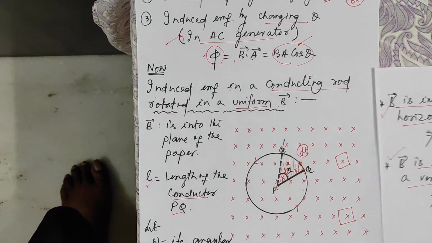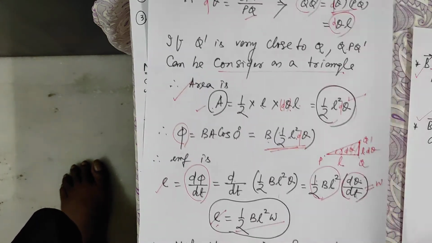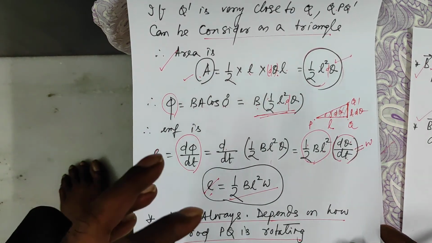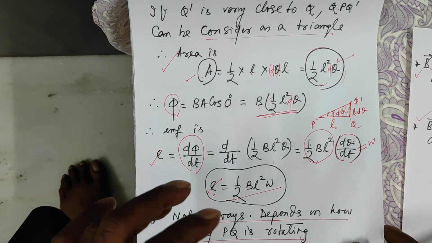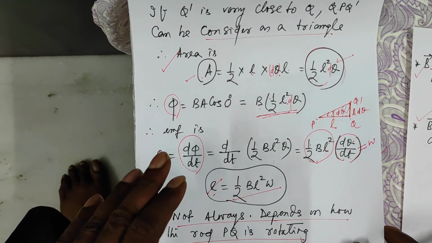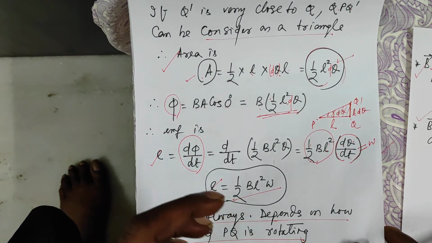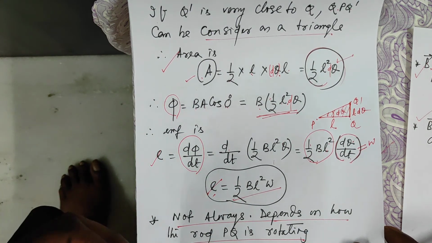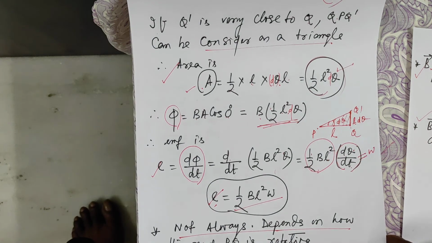So note that this is always true: EMF is half B L square omega. You have to check whether it is creating an area and through that area some lines of force are passing, and the number of lines of force passing through the area changes, that is, the flux changes, and therefore there is EMF.